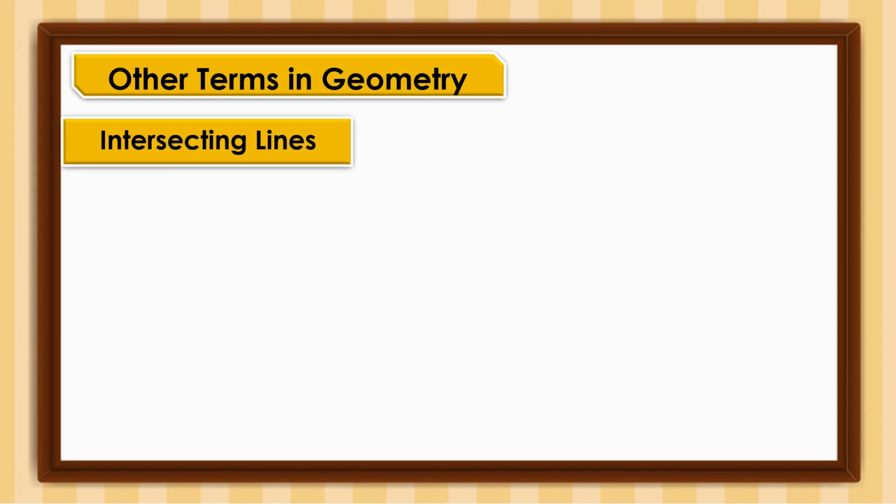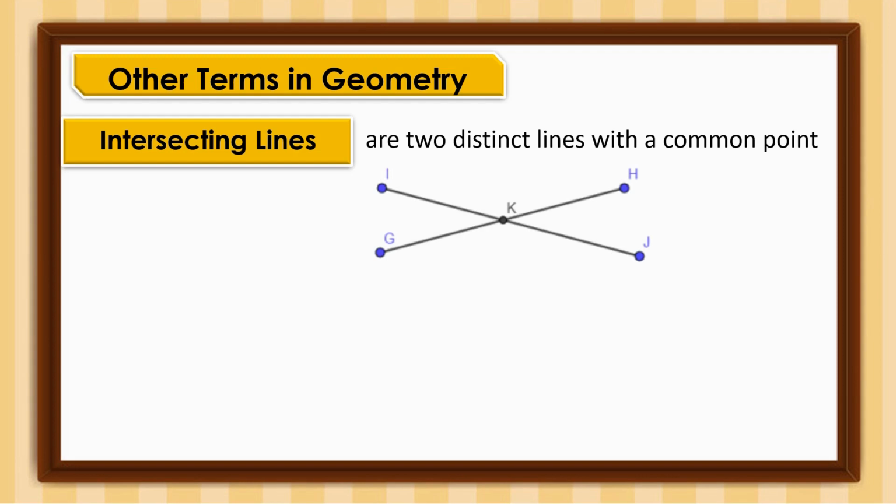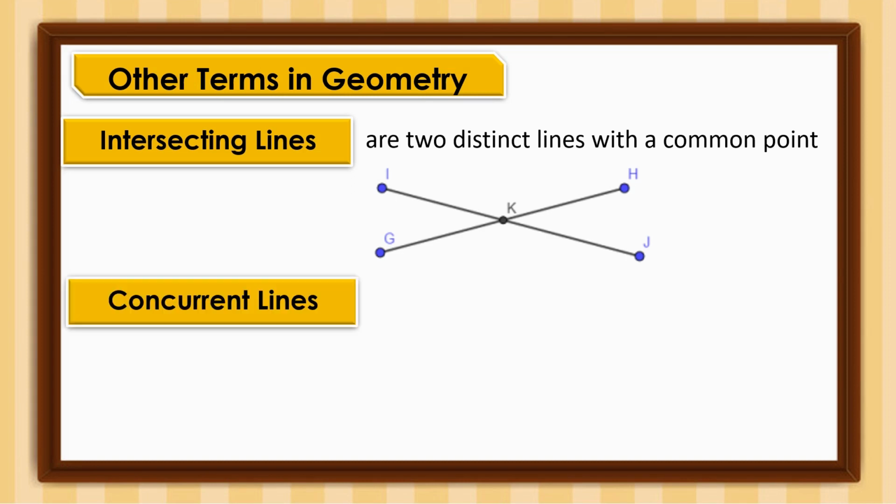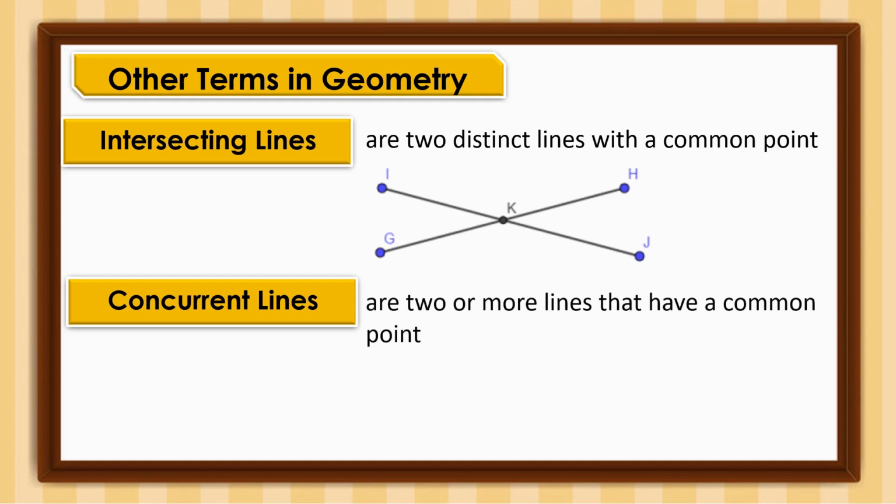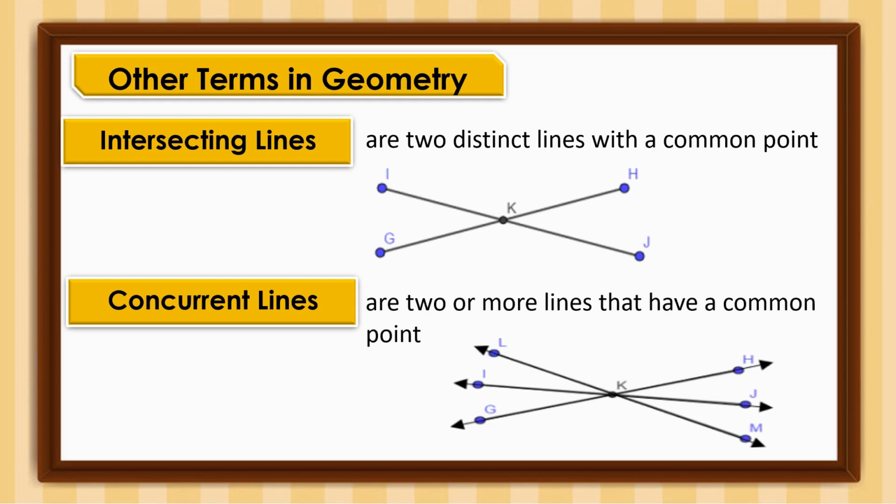Next is intersecting lines. When we say intersecting lines, these are two distinct lines with a common point. So we have here line IJ and line GH. They intersect with point K. And next one is concurrent lines. These are two or more lines that have a common point. We have here line LM, line IJ, and line GH. They share a common point, which is point K. Therefore, line LM, line IJ, and line GH are concurrent lines.